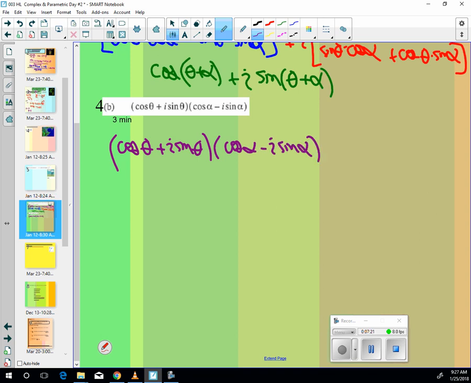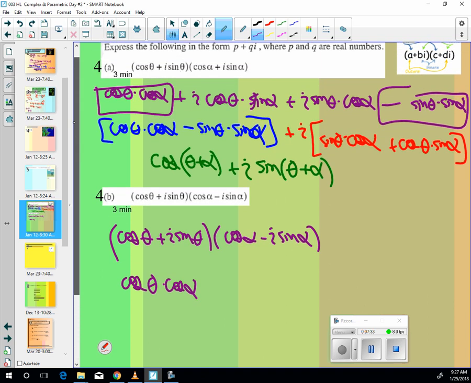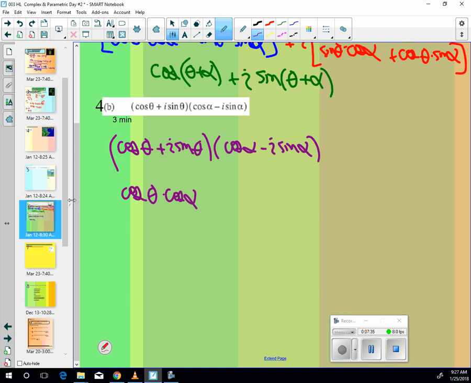Unbelievable. Okay, so now we're going to FOIL that. So you'll get cosine theta, cosine alpha. Is this the same thing? Oh, okay. Oh, interesting. This is good. So then you're going to get minus I cosine theta sine alpha plus I sine theta cosine alpha minus I squared, aha, there's your difference, sine theta times sine alpha.